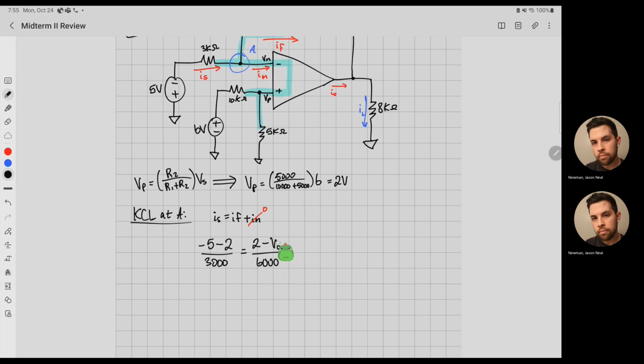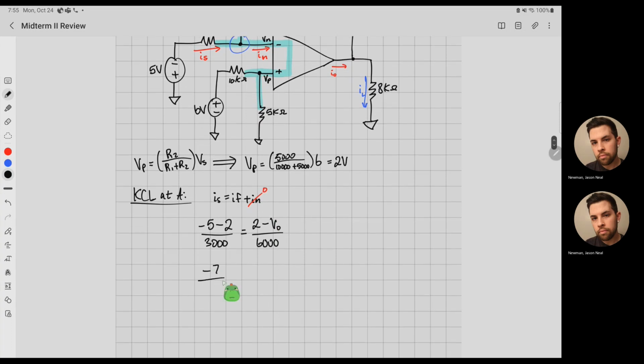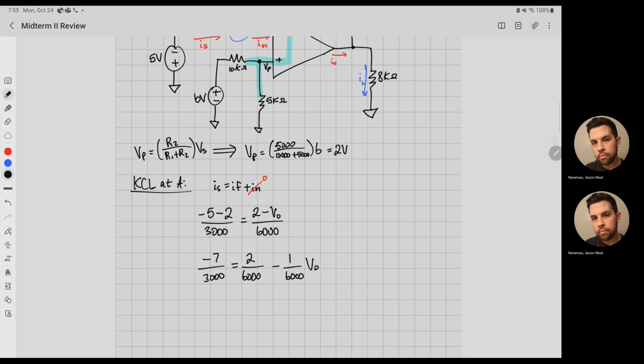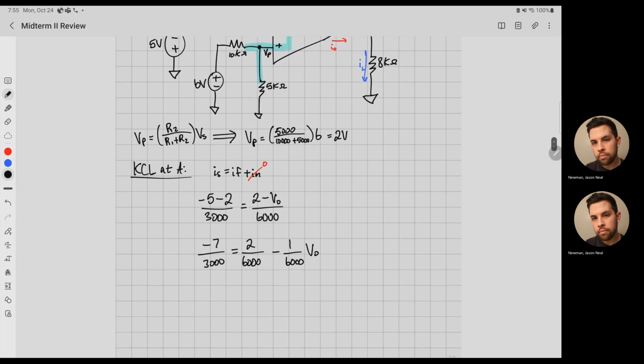So let me just simplify this a little bit. This is negative 7 over 3,000 equal to 2 over 6,000 minus 1 over 6,000 VO, right? I'm just drawing out every single step. I know you don't have to necessarily do it this slow. So let's just do this quick math. Just type it in the calculator at this point, because we would subtract this over, divide this over, or sorry, multiply this over. So let's do that on the calculator right now.